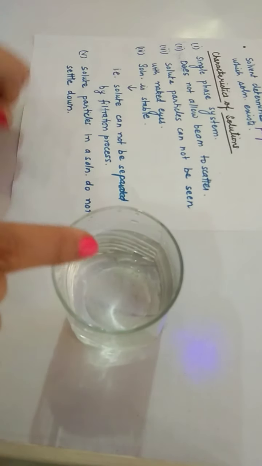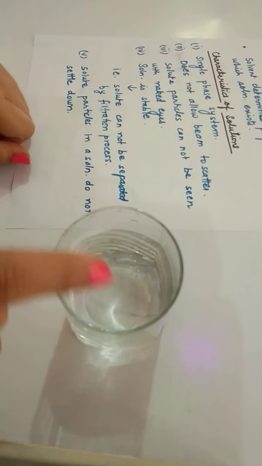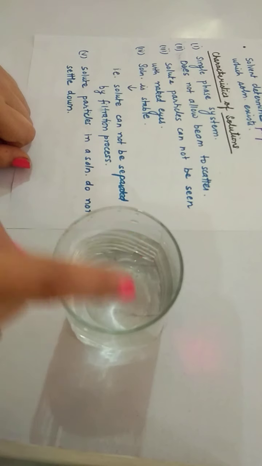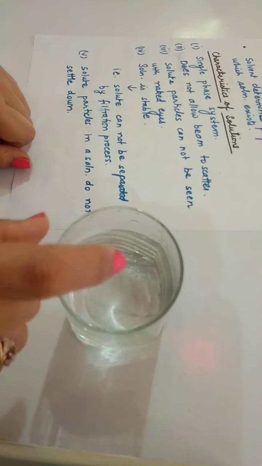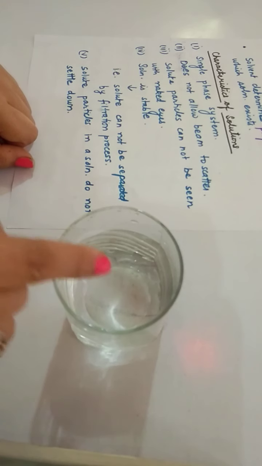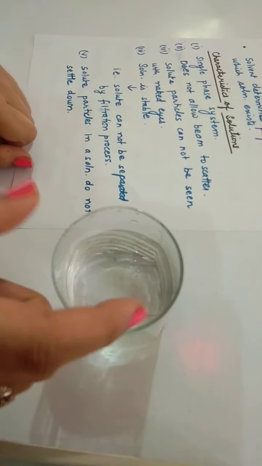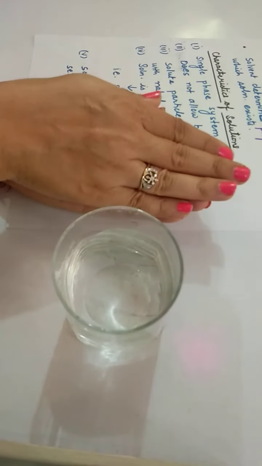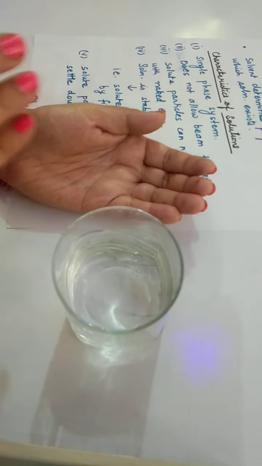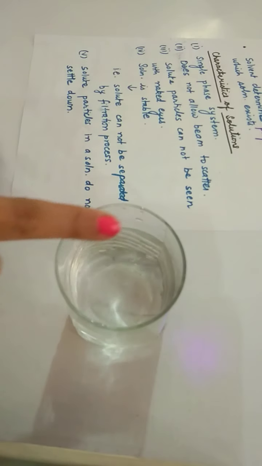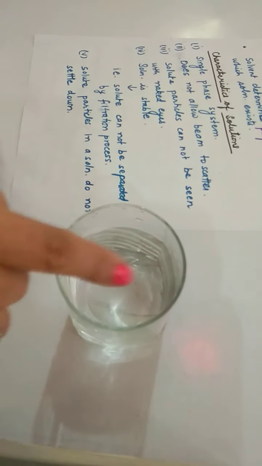It indicates that if you want to separate sugar from the water of which this solution is made up, by the method of filtration, you take another container, put filter paper over it and pour the water through the filter paper. You will not get sugar particles on the filter paper. So solute particles cannot be separated by the filtration process, and the solute particles will not settle down. Sugar will be mixed thoroughly in water. Sugar will not settle down.